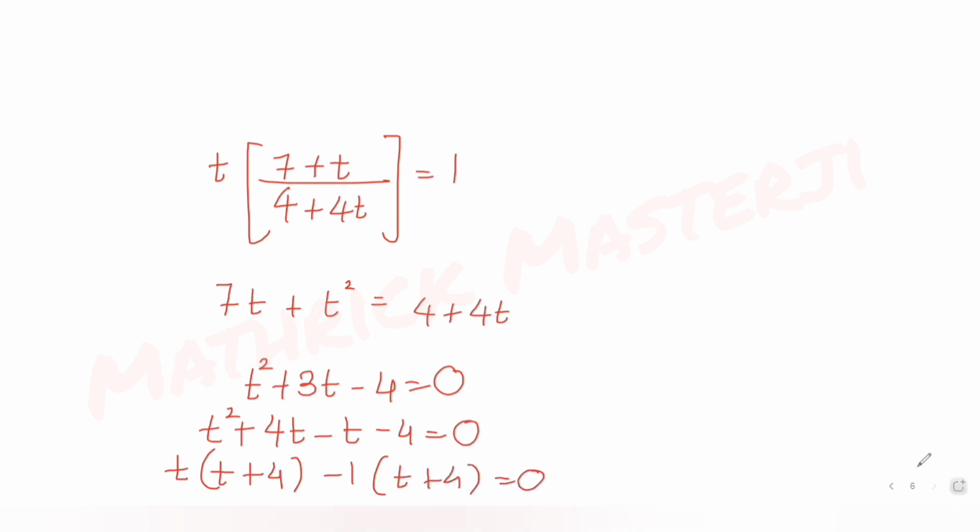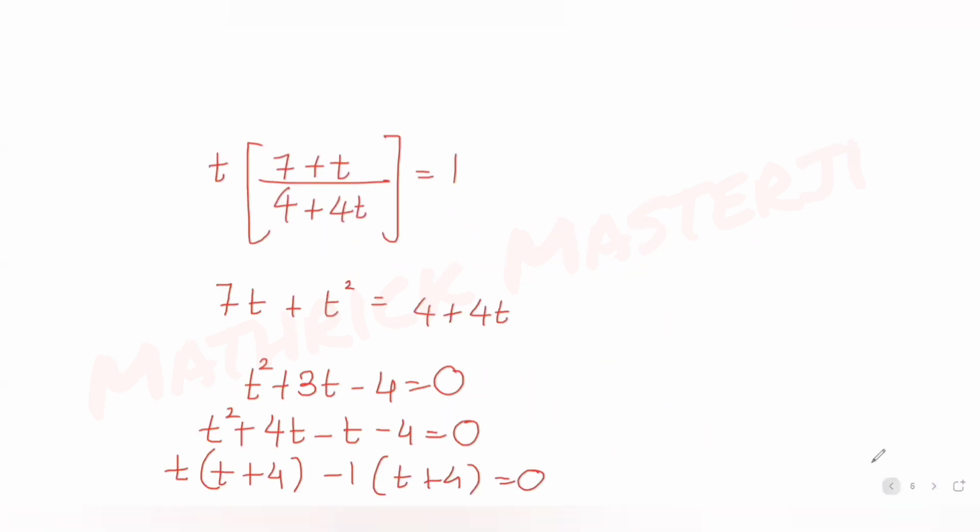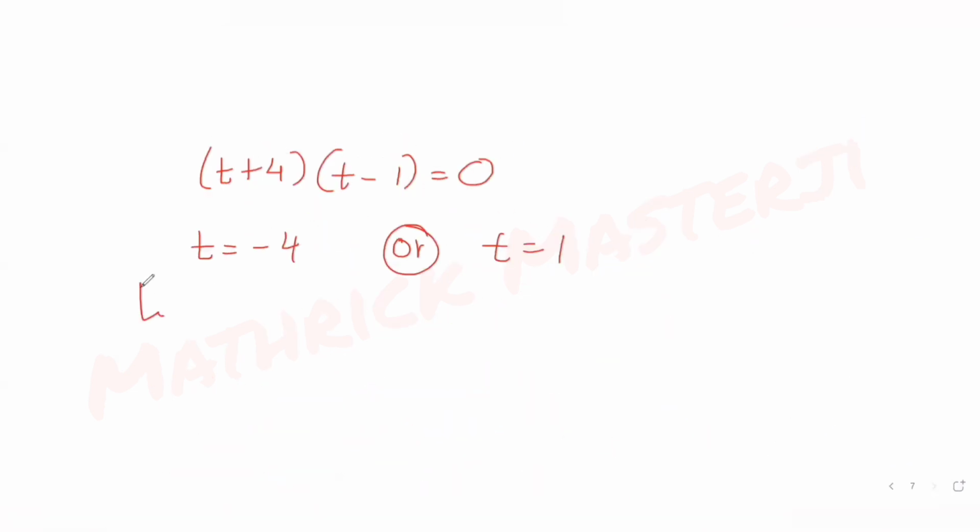So if I solve this expression further, I get this as t plus 4, t minus 1 is equal to 0. So if I equate each of the brackets with equal to 0, I get t is equal to minus 4, or I get t is equal to 1. Now I have my answers in terms of t. So if I resubstitute, because I need to find my answers in terms of x, right? So if I resubstitute log x to the base 10 as my value of t, I get log x to the base 10 is equal to minus 4, or I get from here log x to the base 10 is equal to 1.